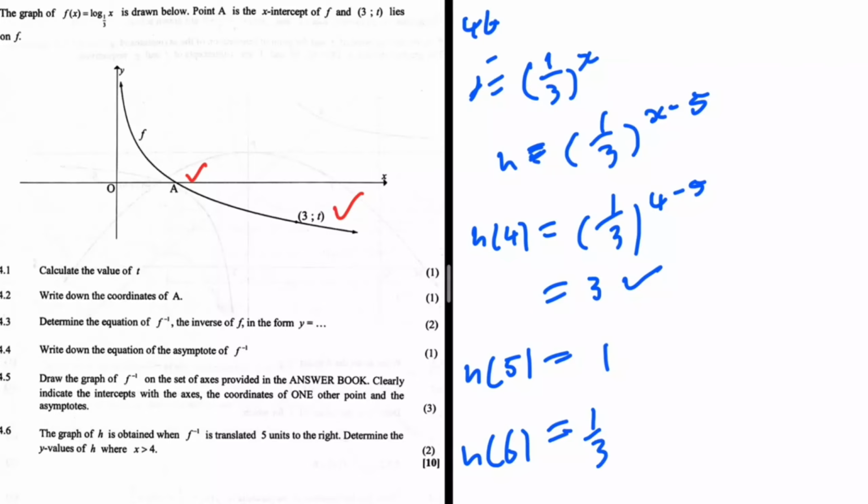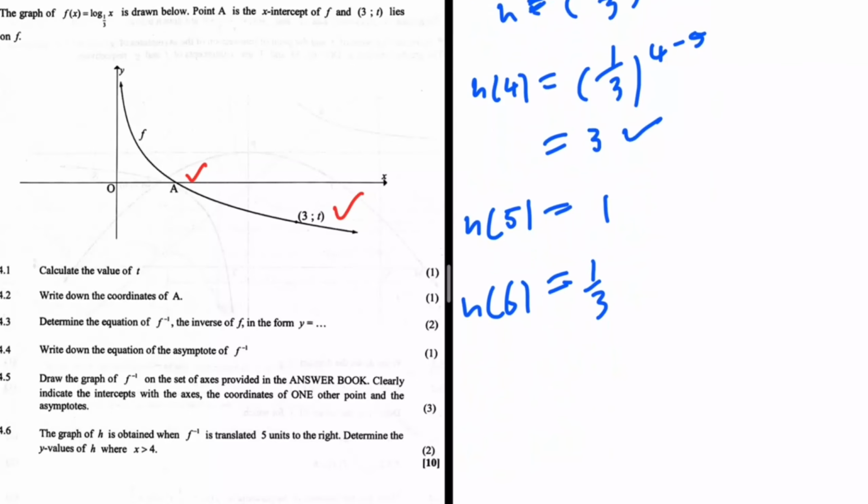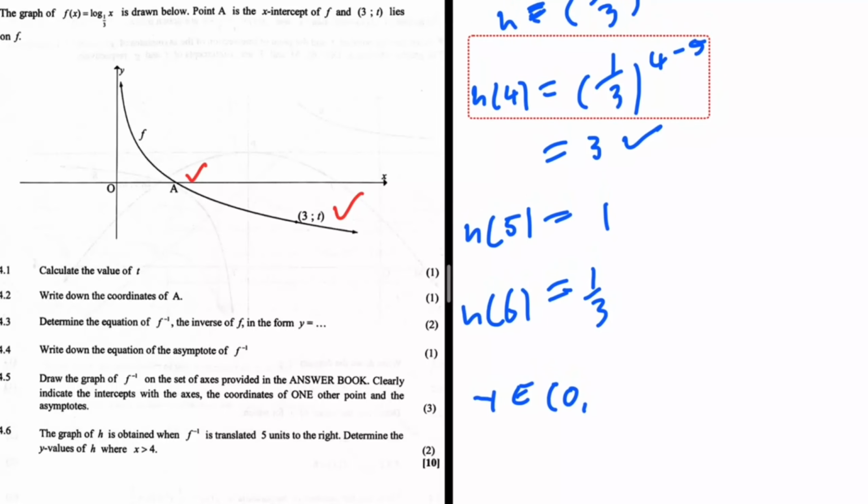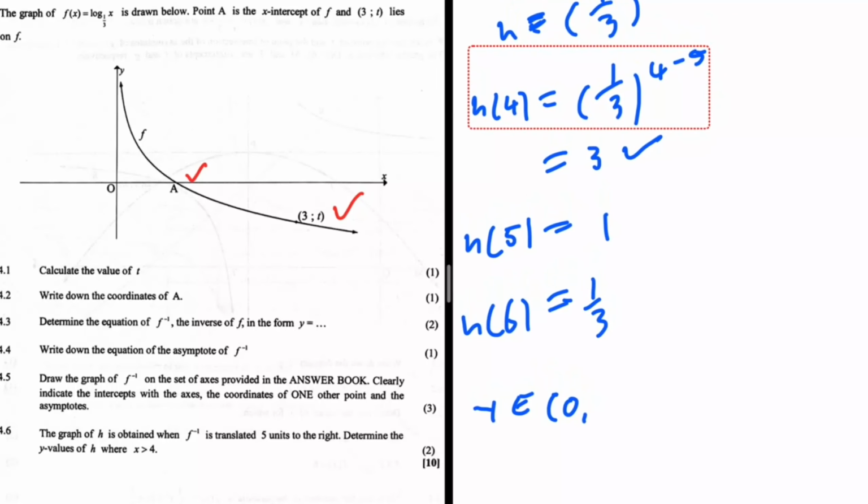So when the values of x increase greater than 4, it gets smaller and smaller, right? It doesn't get to 0, but it just gets smaller and smaller. So the y value is actually y element of, so how do I put this? When x is greater than 4, y runs from 0. We know that it cannot be 0. At 4, it is equal to 3.